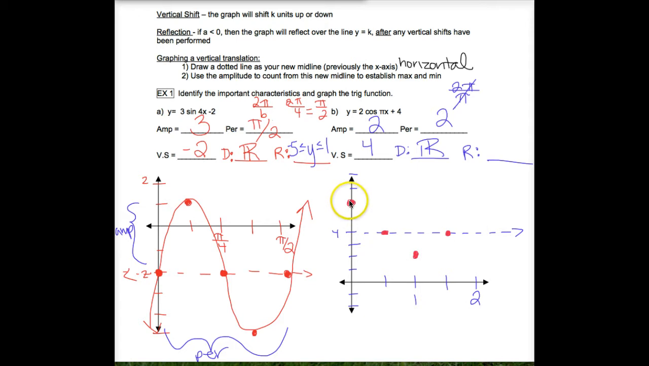And then remember, it's not one full cycle till you get back to where you started. So right up here, I should hit that maximum again. So I should have something that looks something like that. That is one full period of my cosine graph.